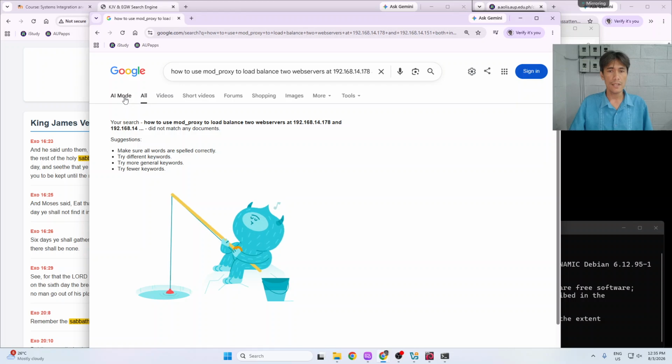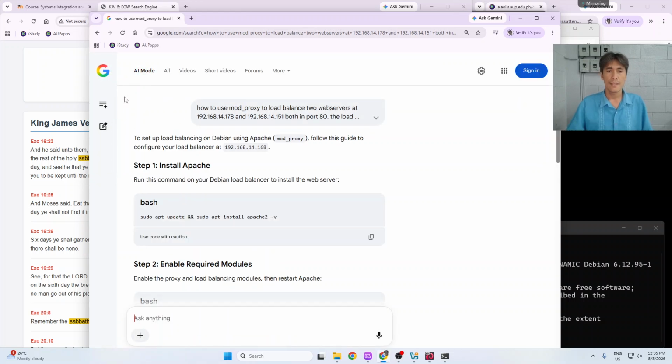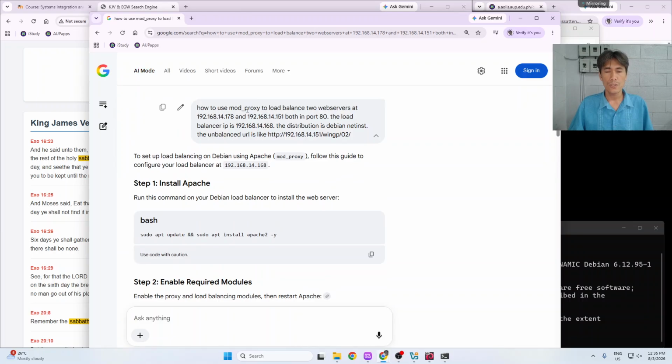Okay, let's click AI mode. This is my prompt. How to use mod_proxy to load balance two web servers at 192.168.14.178 and 192.168.14.151, both in port 80 listening. The load balancer IP is 192.168.14.168. The distribution is Debian NetInst. The unbalanced URL is like http://192.168.14.151/wingp/02. Do you have any question about this prompt?